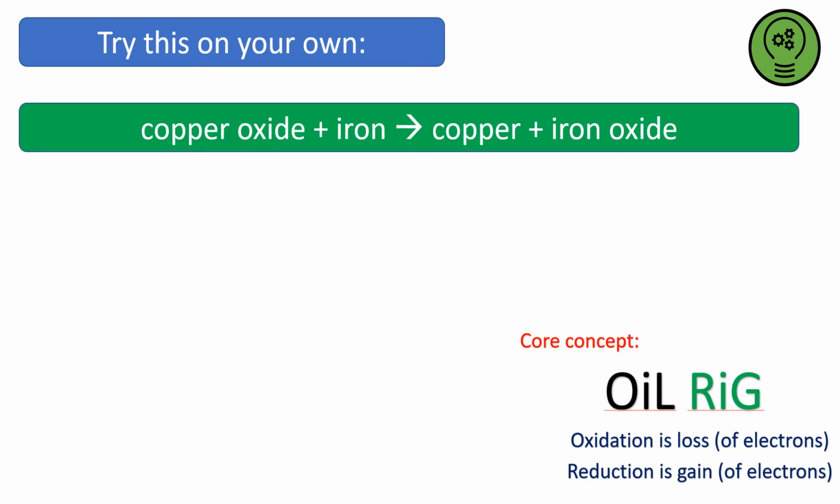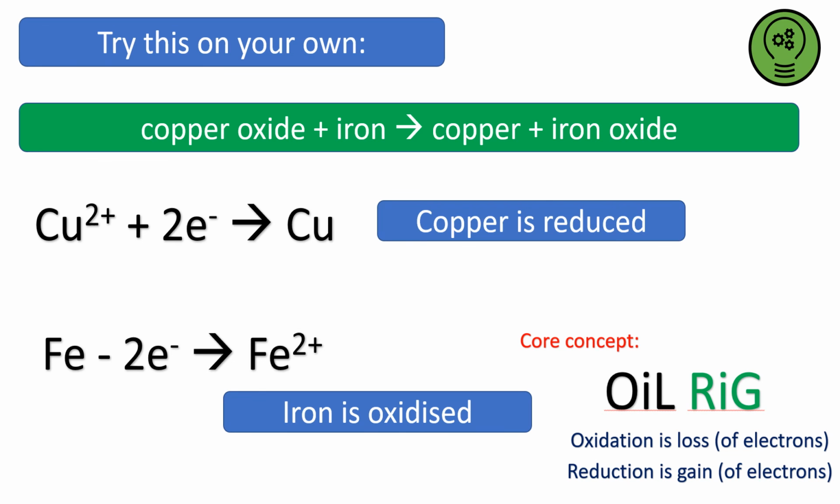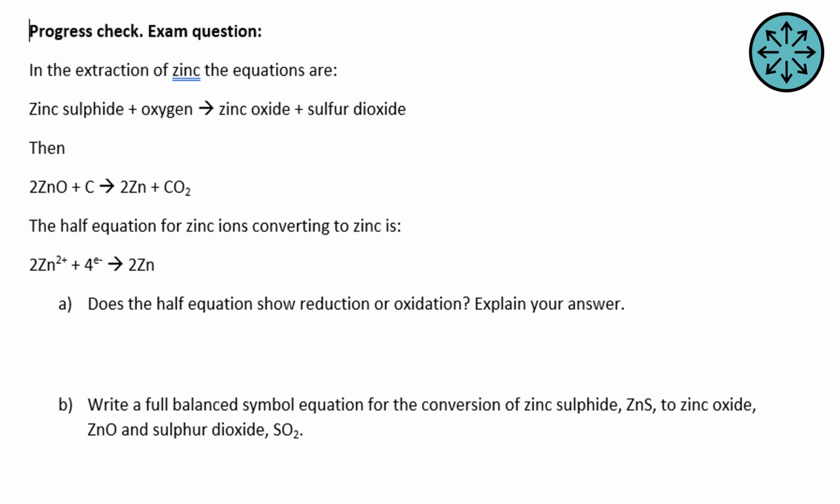Okay, so I'm going to start with the copper. I would always have OIL RIG written down just to check myself because I get muddled up so very easily. I've got an ion into an atom, I'm gaining electrons, so it's reduction. And then with the iron, I am losing electrons, so it's oxidation. Okay, so pause the video and have a go at this question for me.